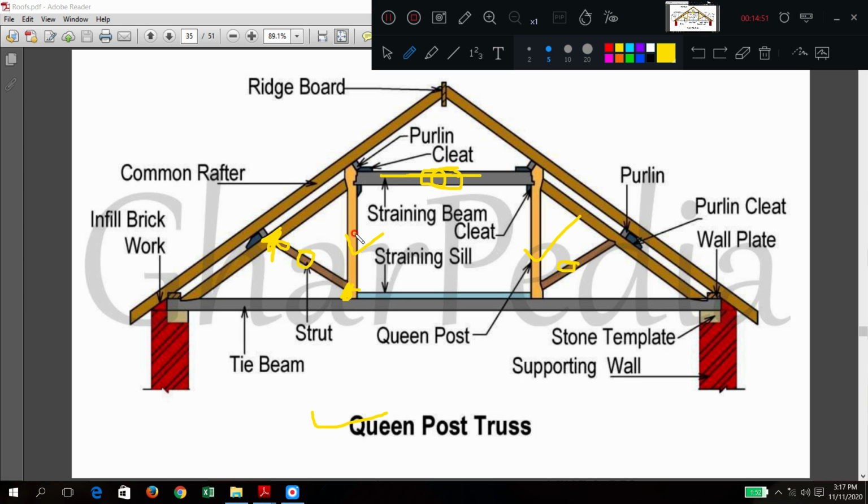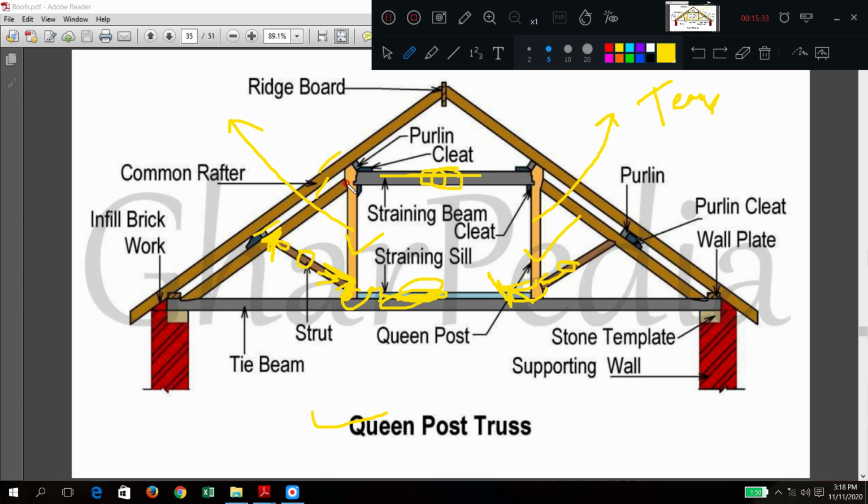Okay, queen posts are in tension. Remember, queen posts are in tension. Very important term, tension. Tension force is there. So what is that? There is a sill which will hold the queen post. Why? Because inclined struts, what will they do? They will displace this queen post. So to stop this inward movement of the queen post due to the thrust generated by the struts, we are providing a straining sill. Other than the members, purlin, cleat, common rafters are the same, no issues.